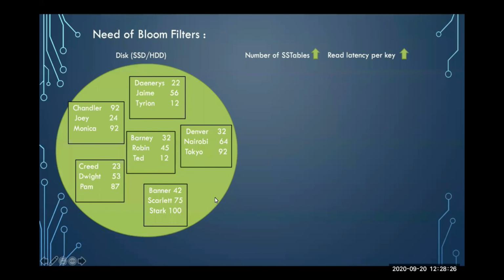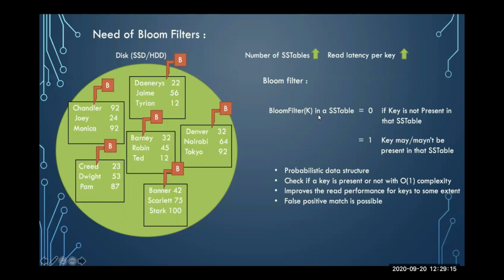So what we can do is fit each SS table with a Bloom filter, and this Bloom filter will probabilistically tell you if that key is present in that SS table or not. So what do we mean by probabilistically telling? There's a Bloom filter function and we give a key as input to that function.